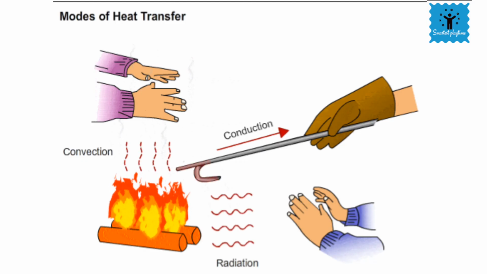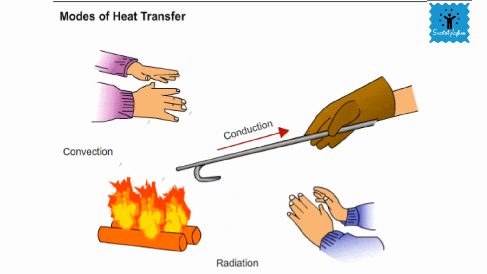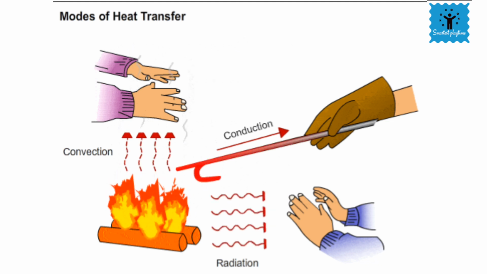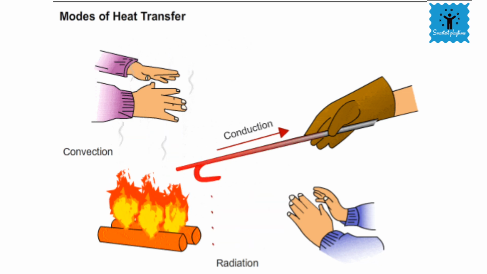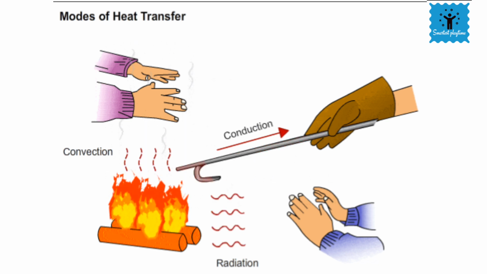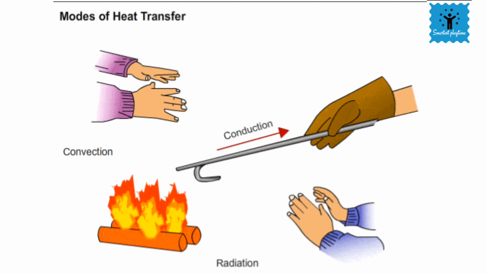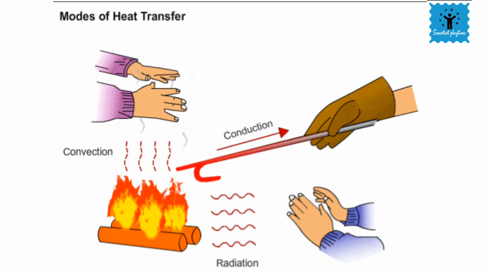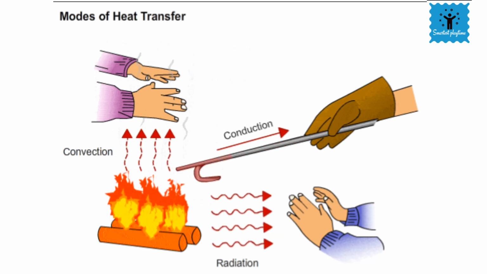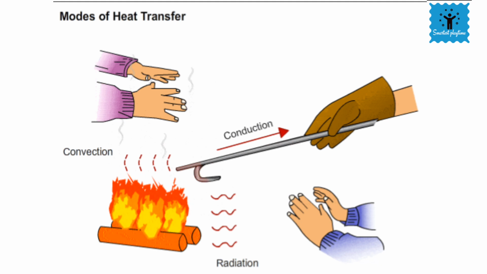In this figure, you can see all three modes of heat transfer. When we place a metal rod close to the fire, it will become hot because metal is a solid and heat is transferred in solids by the process of conduction. And if you place your hands above the flame, you can feel the heat because the air around the flames becomes hot and rises up. In this case, the heat is transferred by the mode of convection. And you can still feel the warmth if you are far away from the fire because in this case, the heat is transferred by the process of radiation.